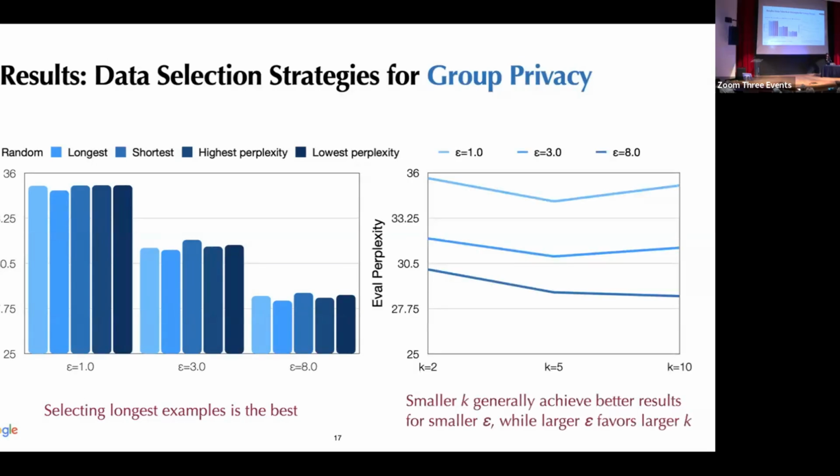We also tried to see how many examples we should select for each user. We find that selecting a smaller number of examples per user generally achieves better results for smaller epsilon, while larger epsilon actually favors larger K. And we find consistent results across various datasets and also model sizes.